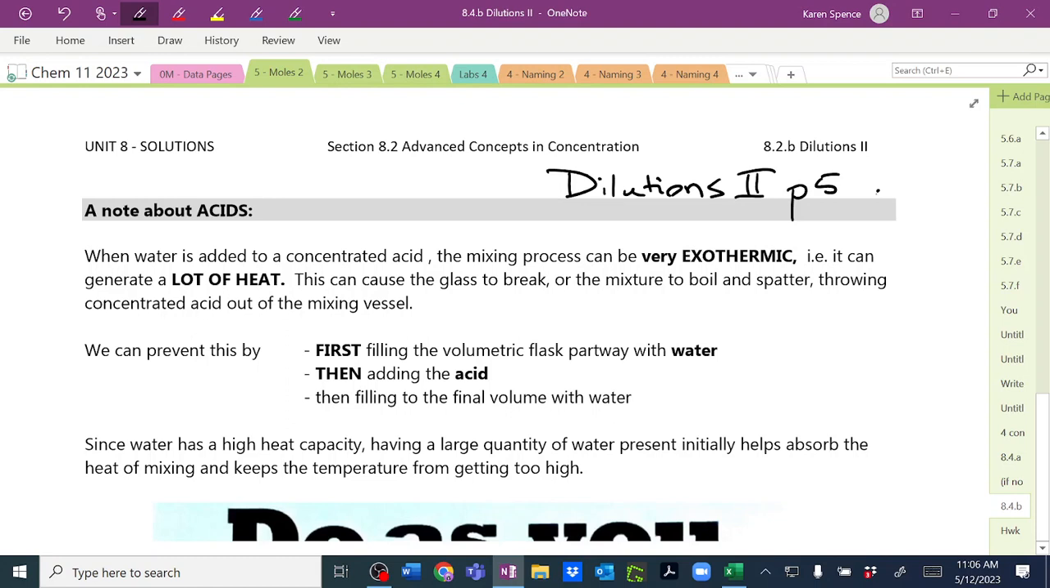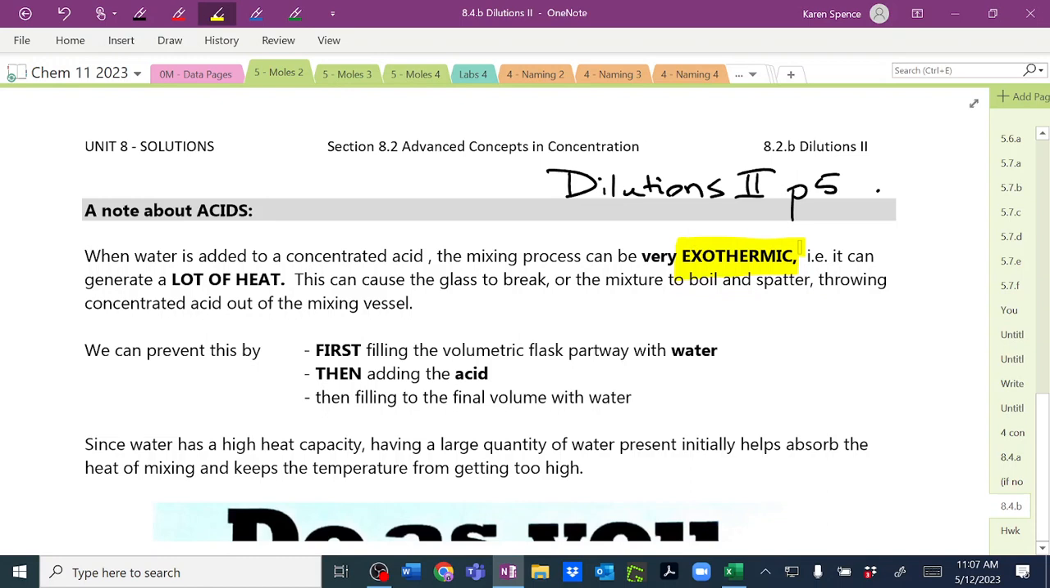When a lot of water is added to a concentrated acid, the mixing process can be very exothermic. Have you heard the term exothermic before? What kind of a reaction is exothermic? What does it do? It releases heat. So a fire is exothermic. A firework is exothermic, okay?